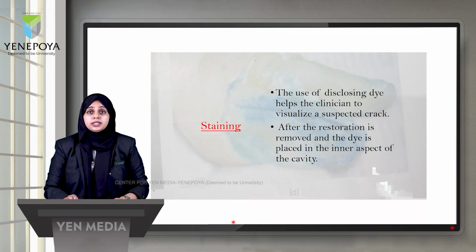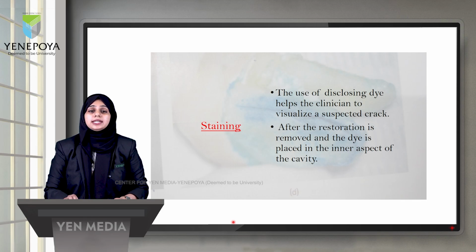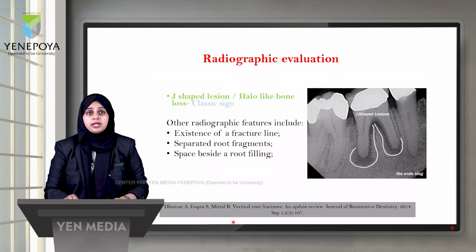Staining. The use of disclosing dye helps the clinician to visualize a suspected crack. Once the restoration has been removed, the dye can be placed in the inner aspects of the cavity to visualize a crack. Next comes the radiographic evaluation.